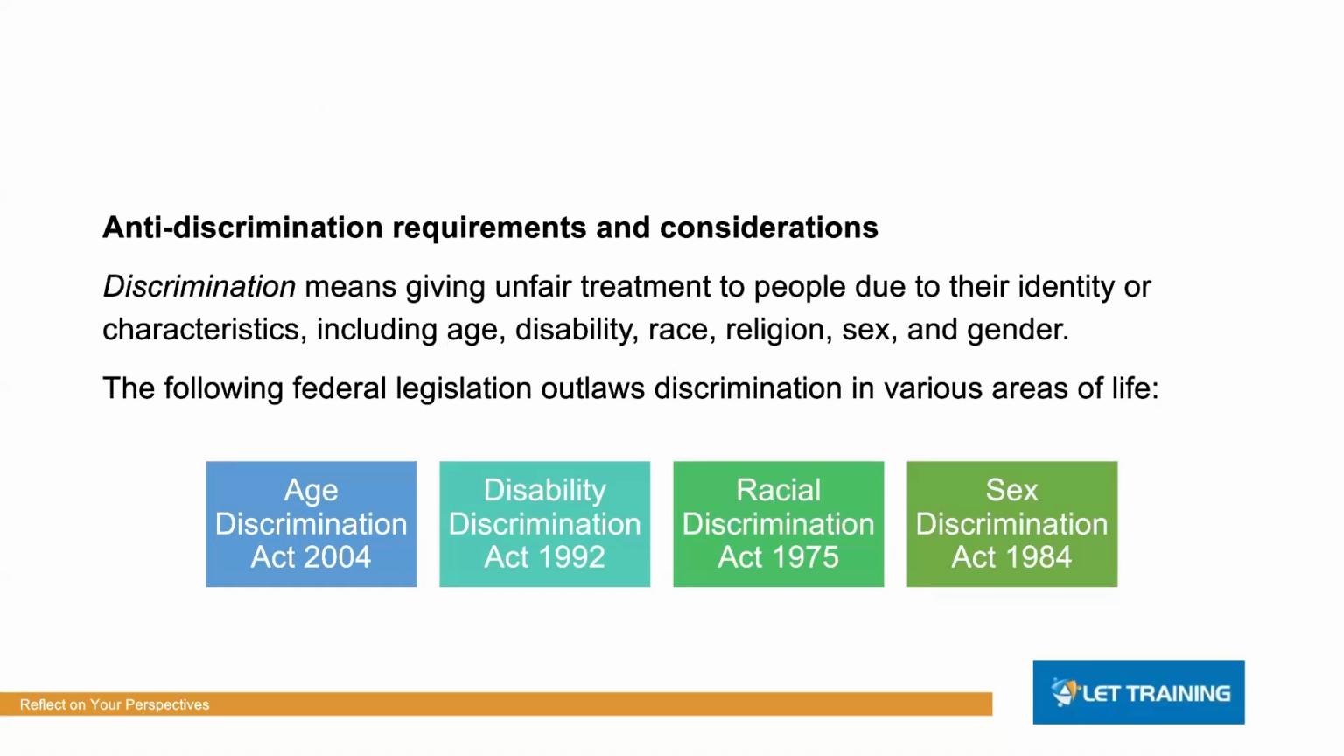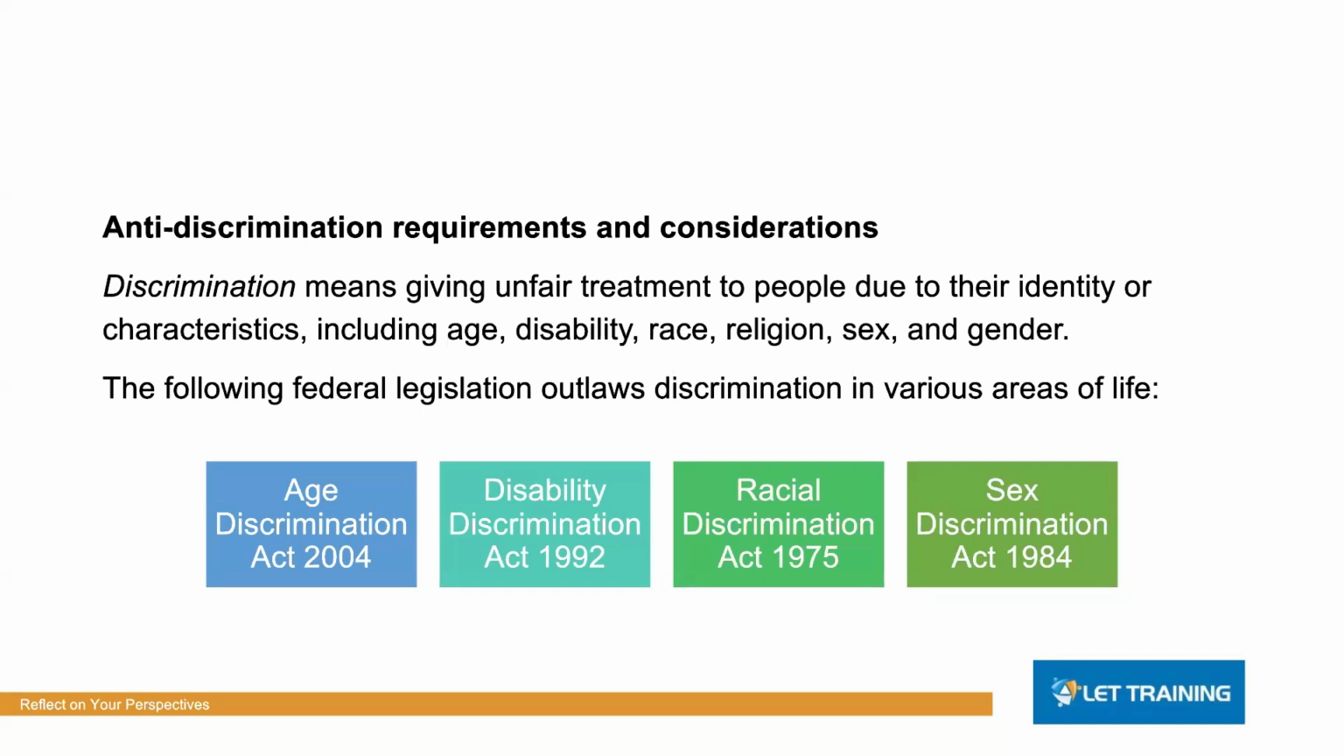The following federal legislation outlaws discrimination in various areas of life. So the Age Discrimination Act 2004. The Act promotes age diversity by eliminating discrimination against persons on the grounds of age in work, education, and access to goods, services, and facilities. The Disability Discrimination Act of 1992. This Act ensures that persons with disabilities have the same rights to equality before the law as the rest of the community. It eliminates discrimination against persons on the ground of disability.